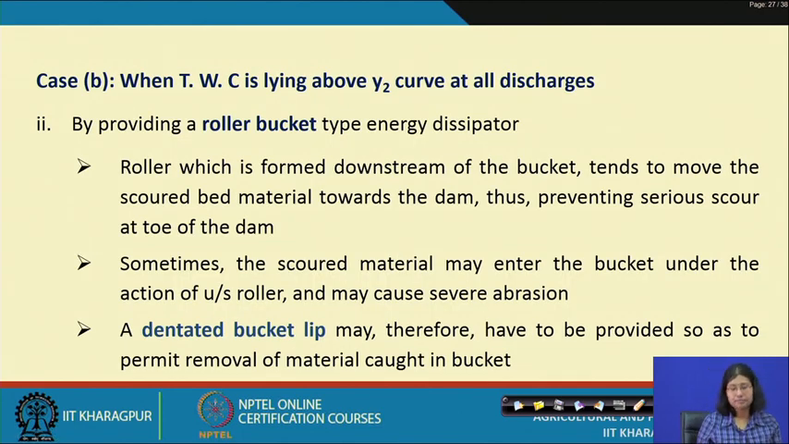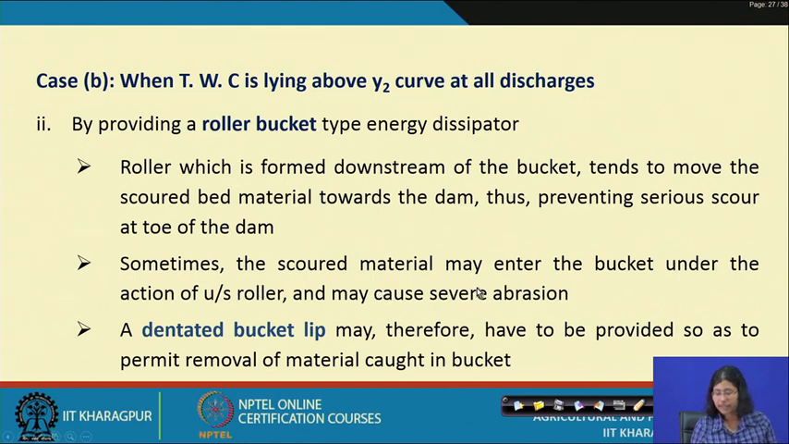Now, the second way to solve this, and we are continuing the same case 2 when TWC is lying above the Y2 at all discharges, is to provide a roller bucket type energy dissipator. The roller, which is formed downstream of the bucket, tends to move the scoured bed material towards the dam, thus preventing the serious scour at the toe of the dam.